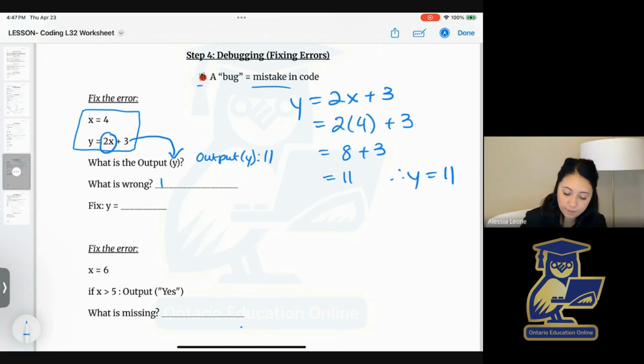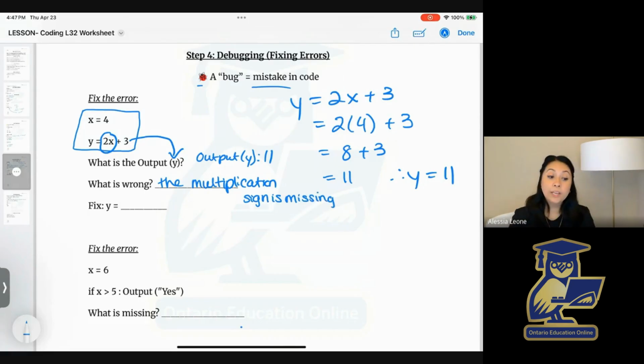So we can write here, the multiplication sign is missing. We know as humans, 2x means multiplication, but for a computer, we need to be very specific. So to fix it, 2, and then we have a little special symbol. The star means multiply. X. This now will tell the computer every step.